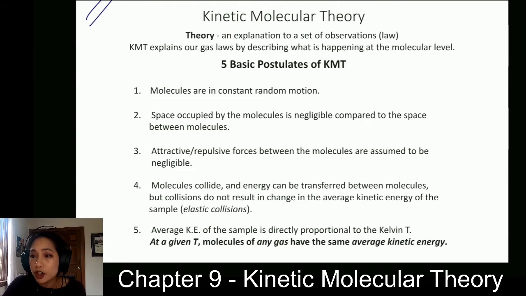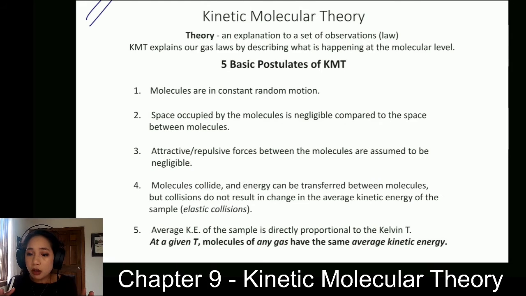So, in this part of the chapter, we're going to be talking about kinetic molecular theory. Remember what a theory is: it's an explanation to a set of observations or laws. We've talked about a number of laws up to this point in this chapter: the ideal gas law, Boyle's law, Charles' law, the combined gas law.